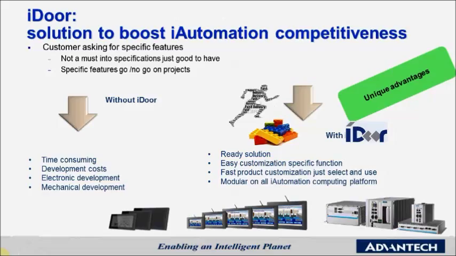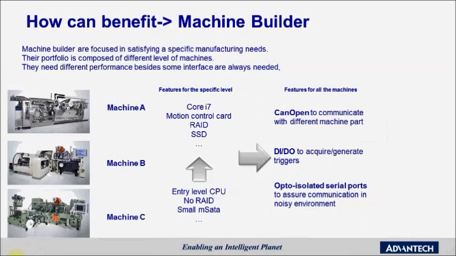We have fast customization, and we have a modular system over all the devices of the iAutomation computing platform. But I want to go a little bit in detail, trying to explain why the machine builder should think about iDoor. Usually machine builders have different levels of machine, from the smaller one up to the top level. We have specific features that are needed for specific machines.